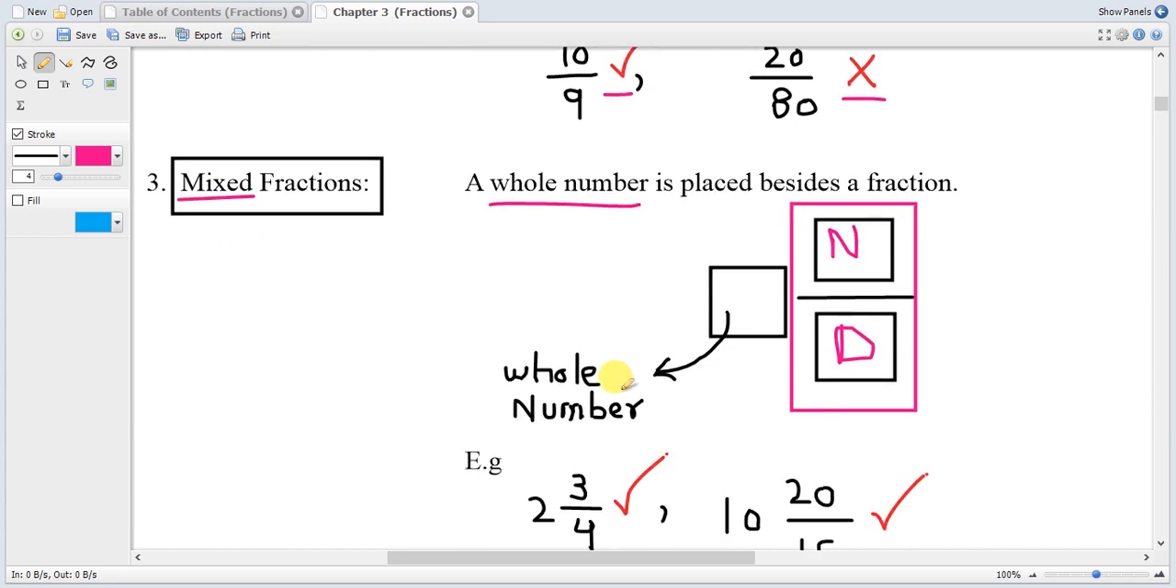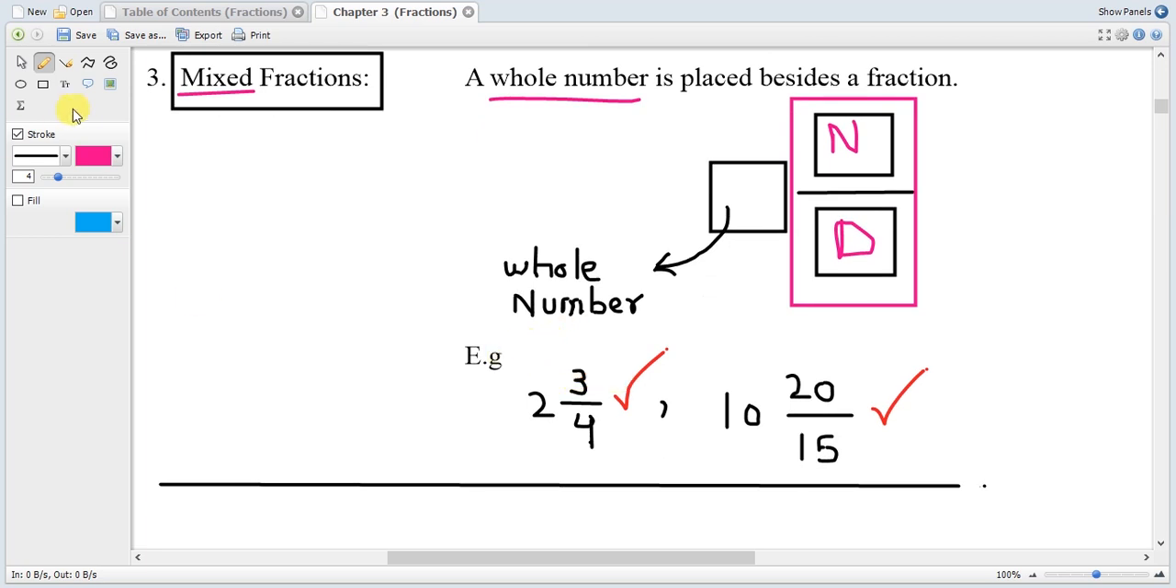Okay, so here are a few examples of a mixed fraction. Now this is your normal fraction, 3 over 4. This is 20 over 15, but besides that we have a third number which is written on the left side. So this is making the whole thing a mixed fraction, right? And this is how we are going to pronounce it: 2 whole 3 over 4, and this is 10 whole 20 over 15.